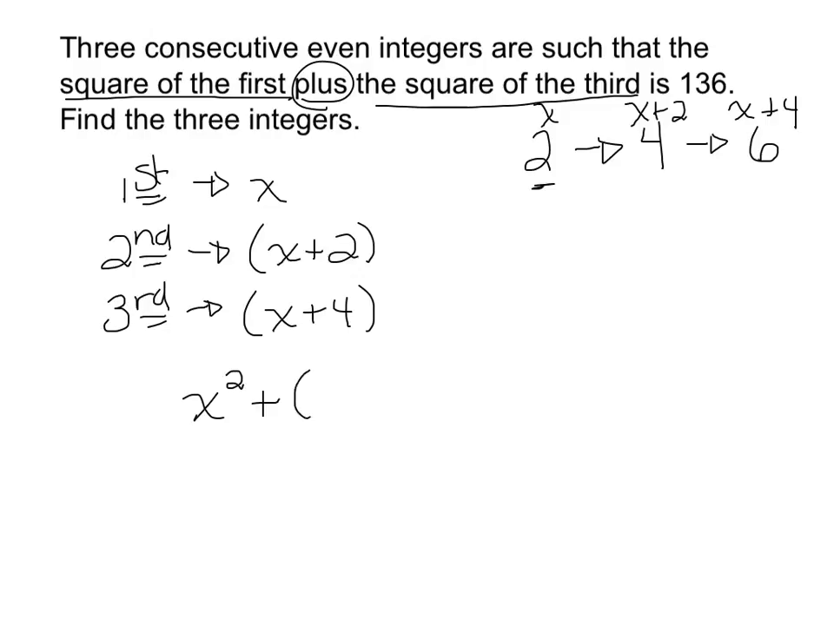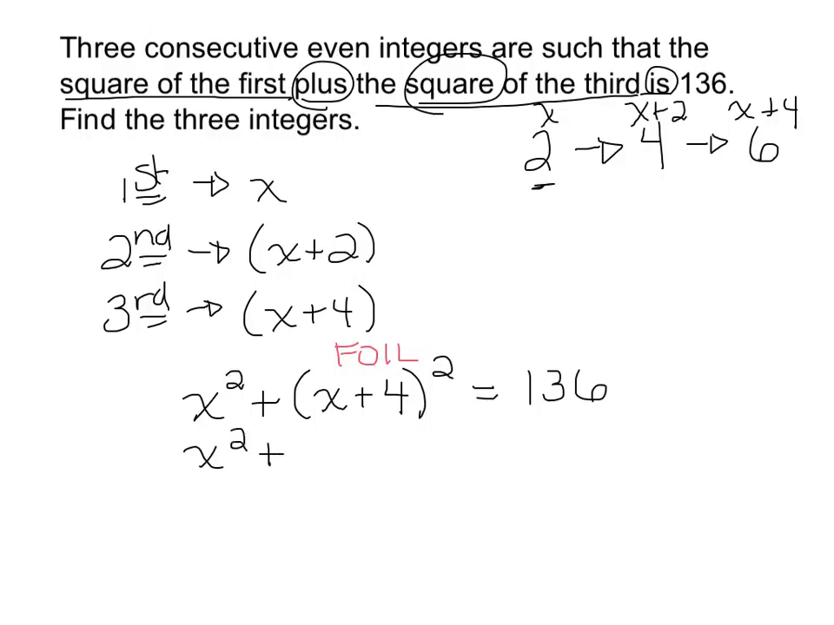So take the third even integer and we're going to square it, is 136. Now we'll need to solve this. So don't forget, we'll need to FOIL this out. If I use FOIL to multiply x plus 4 times x plus 4, I'll find x squared plus 8x plus 16.